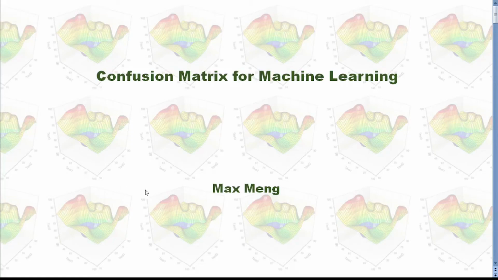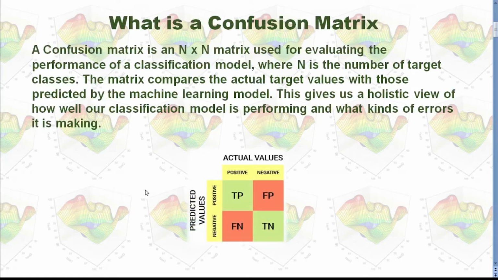This time, I'm going to talk about confusion matrix for machine learning. What is a confusion matrix?